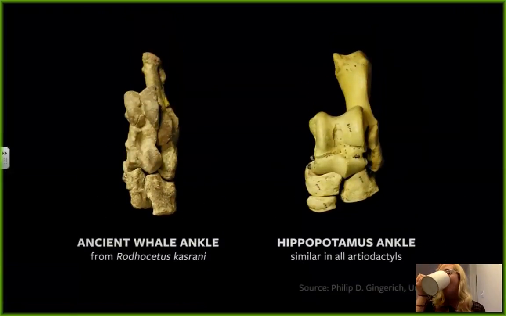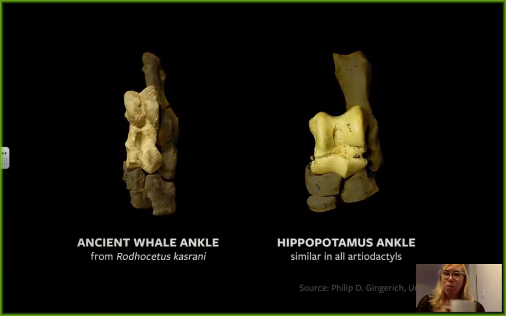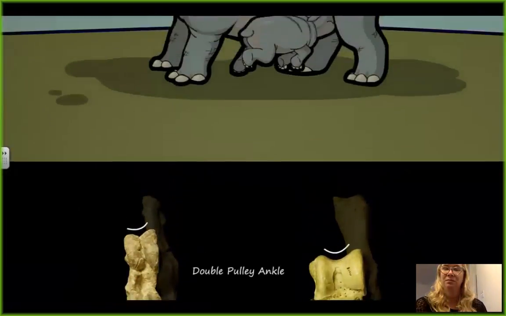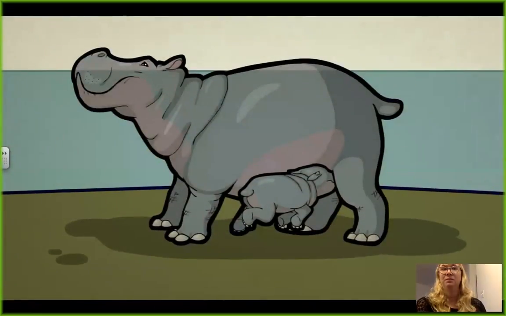Ancient walking whales have specially shaped ankle bones found only in hippos and the close relatives of hippos. Just like whales, hippos are known to give birth and even nurse their young underwater.